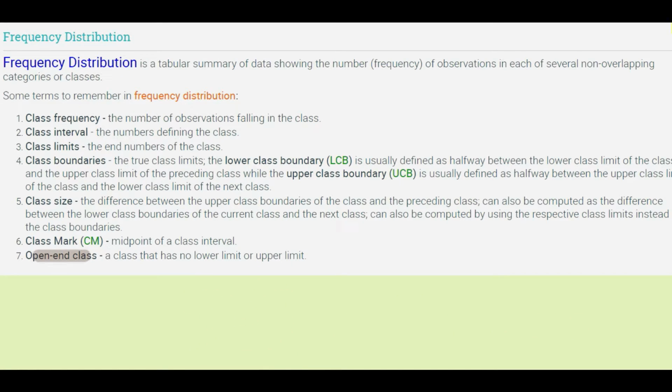Lastly, we have this open-end class. This is a class that has no lower limit or upper limit.